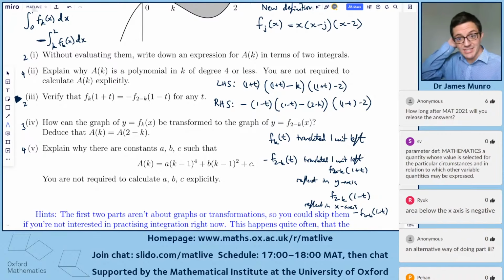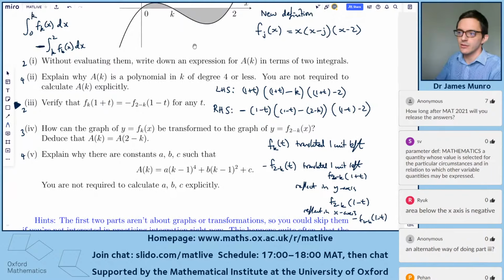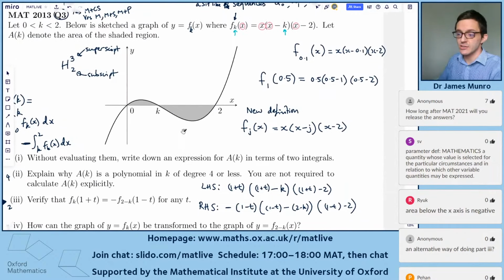Okay, so if we put all this together, this gives us a way to transform one of these graphs into the other one. Actually, something very simple is going on here. All that's really happening to get from f_k of x to f_{2-k} of x is we're getting from the case where the root is here to a different cubic where the root is 2 minus k. So it's sort of an equal distance from this side.